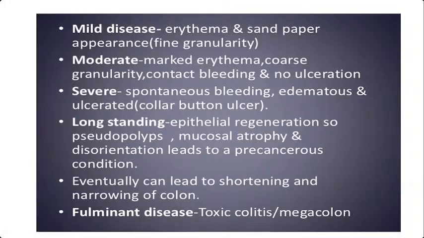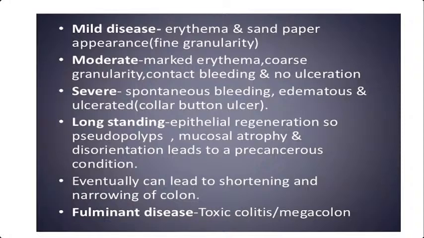With mild disease, the colon mucosa is reddish with a sandpaper appearance. That means a fine granularity of the mucosa. With moderate disease, there is marked erythema, coarse granularity, contact bleeding, but still no ulceration. But with severe colitis, you have spontaneous bleeding, the mucosa is edematous and ulcerated, with so-called collar button ulcers.